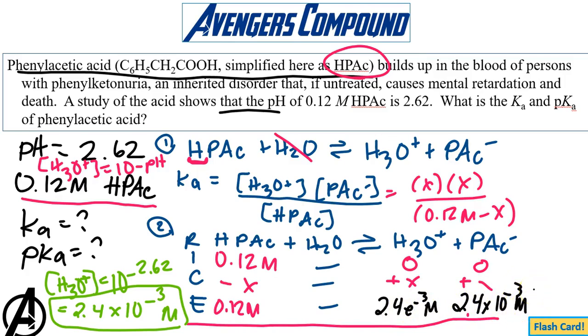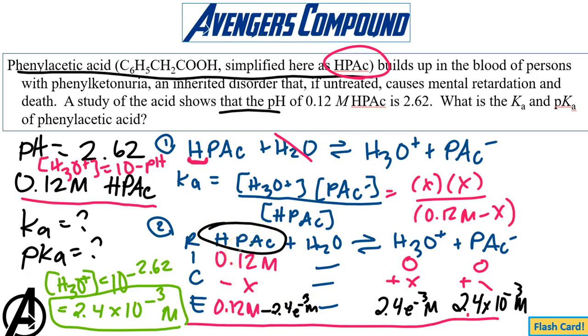And so when I actually have my X value, which is the amount dissociating, I automatically have my H3O plus concentration and my conjugate base concentration. Now we're going to subtract our new X value, which is 2.4 times 10 to the negative 3 molar, from our 0.12 molar, and that'll give us our equilibrium amount of HPAC.